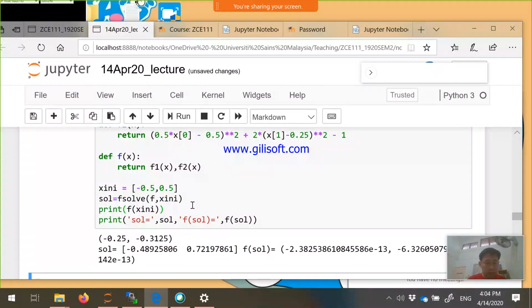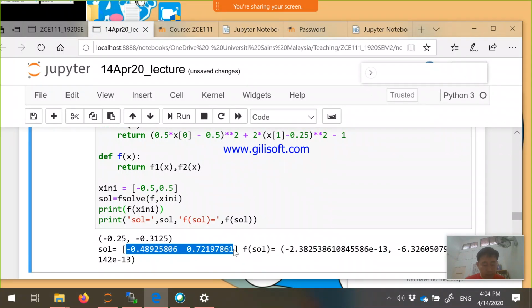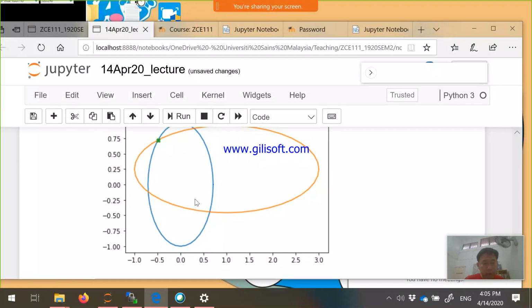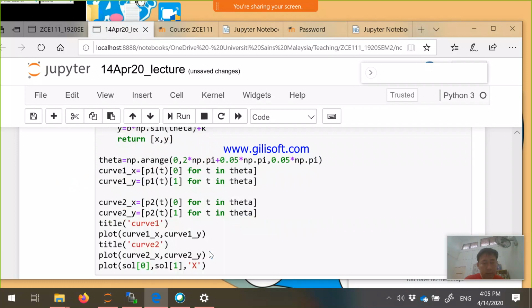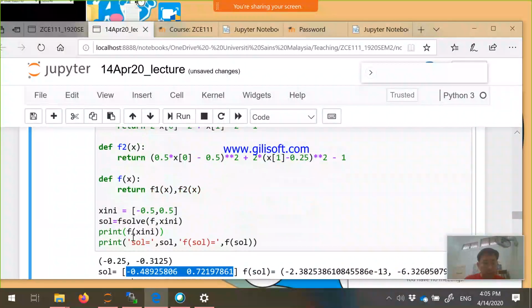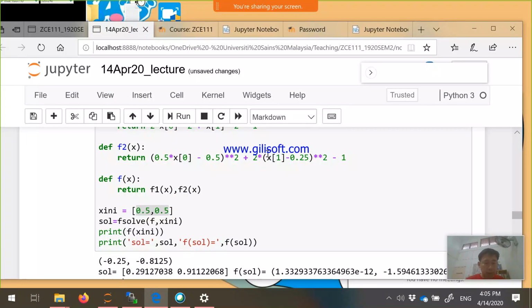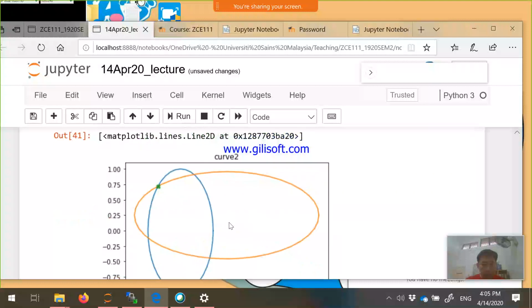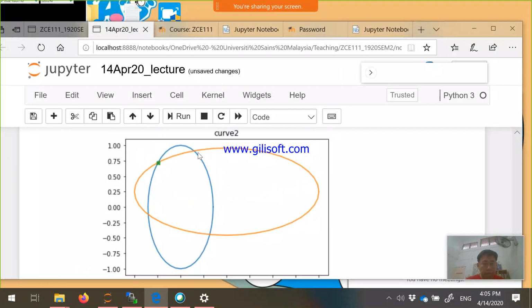Okay, so the solution should be this: 0.72 minus 0.5 minus 0.5. No, it should be 0.5, not minus 0.5. Should be like this, 0.5. So if 0.5, then the solution is this, 0.5.